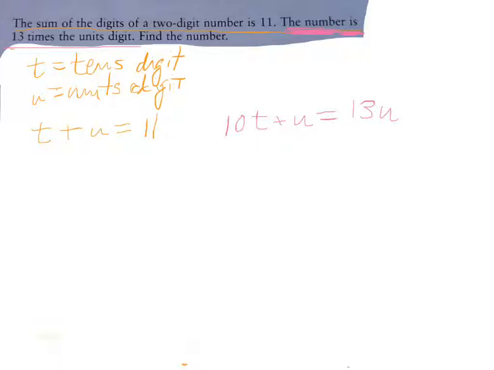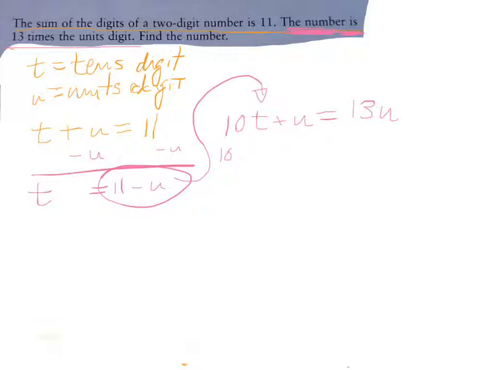You can solve them by any ways of substitution or subtraction, any of those ways. All right, so I'm going to solve them by substitution. I'm going to solve this one for t. So I'm going to subtract u from both sides and get t equals 11 minus u. Then I'm going to stick all this in for t. So I'm going to have 10 times 11 minus u. Then you also had this plus u, should equal 13u.